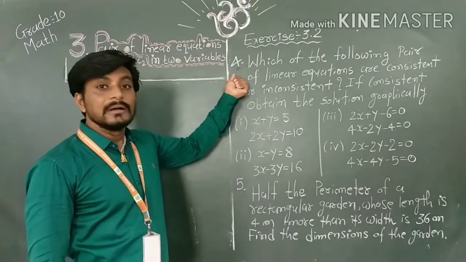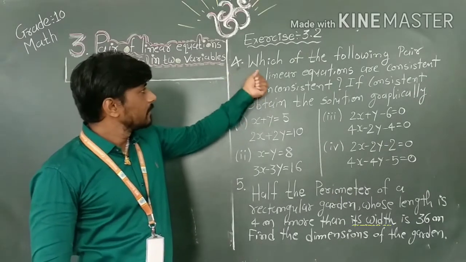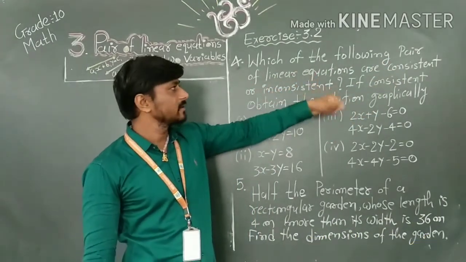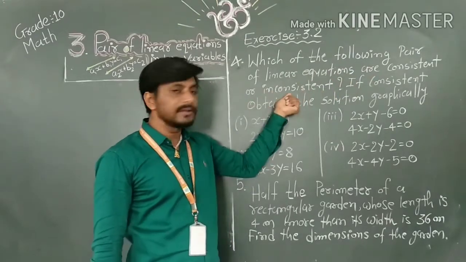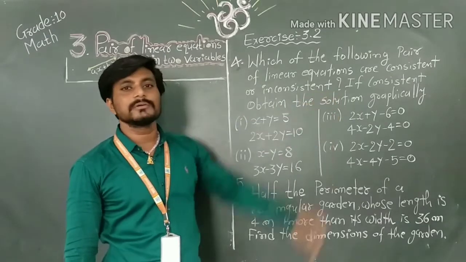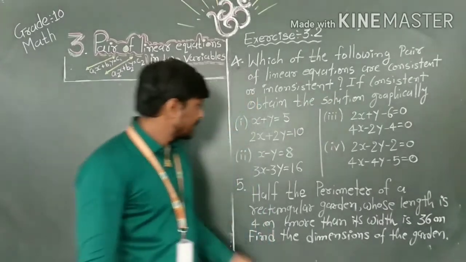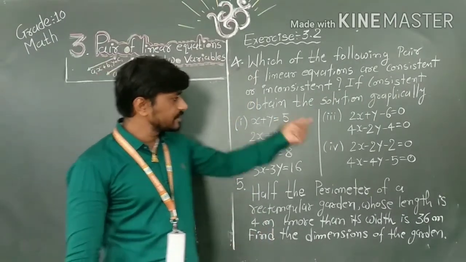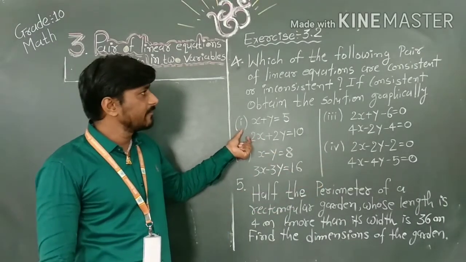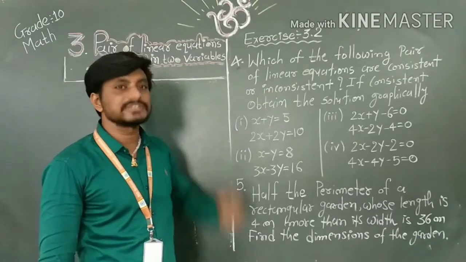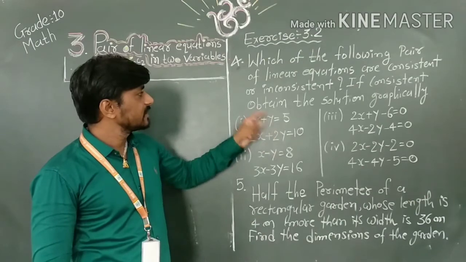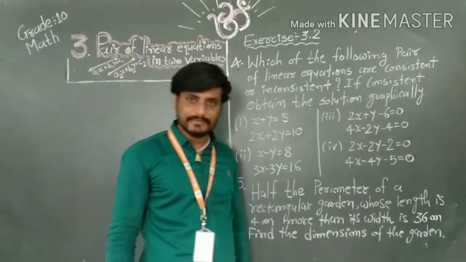Question number 4. Which of the following pairs of linear equations are consistent or inconsistent? If consistent, obtain the solution by the graphical method. Here we have examples 1, 2, 3 and 4. For the given pairs we want to find whether they are consistent or inconsistent equations. If they are consistent, we obtain the solution by the graphical method.